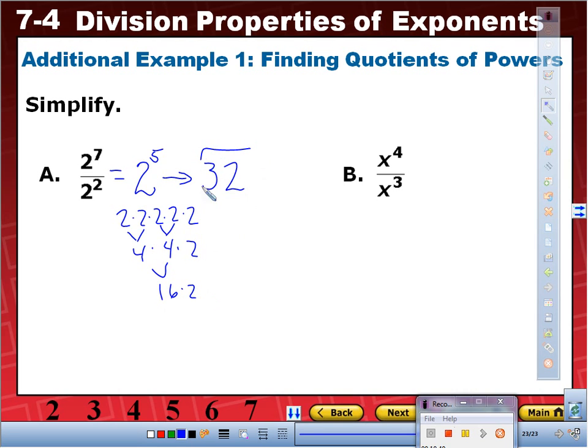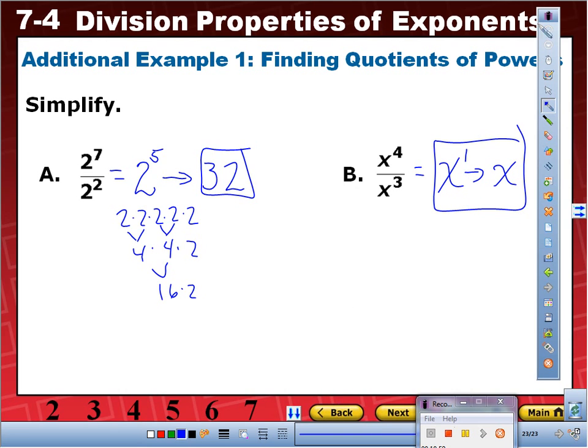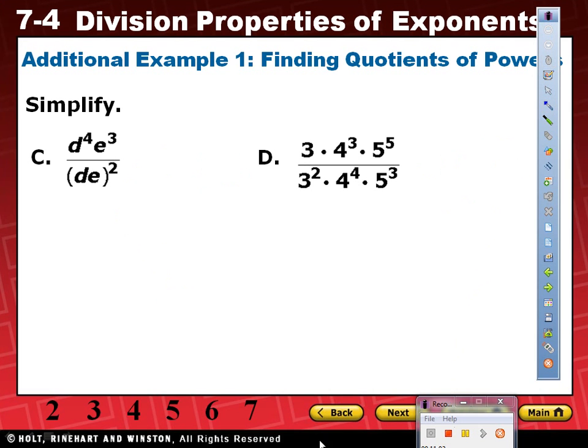Okay? For letter B, are these the same base? Yes. So this is x, 4 minus 3, that's 1. So you can write it like this, or you can just leave it as x, either one. Okay? Okay, copy the next one. Do them by yourself, please. Go.